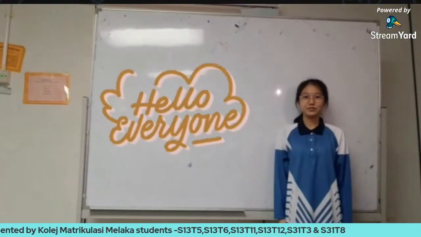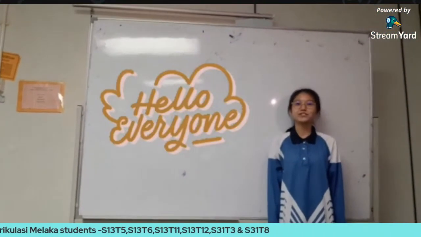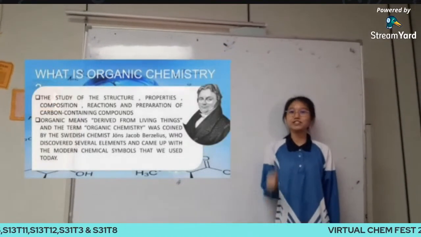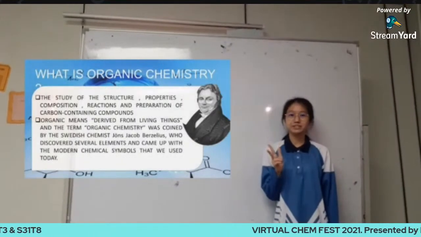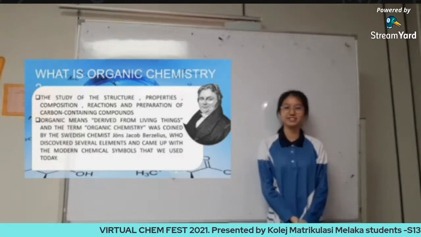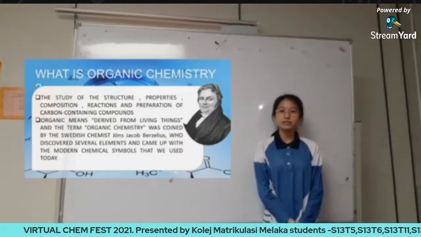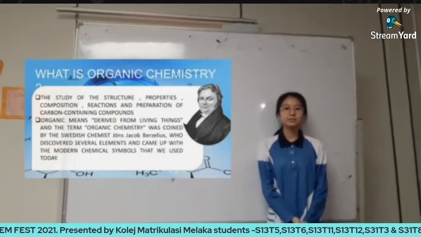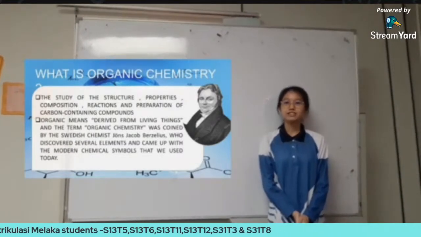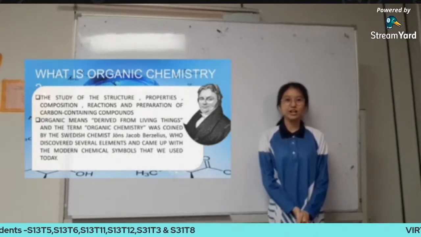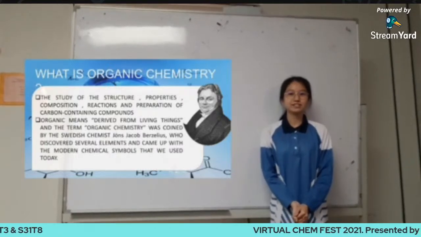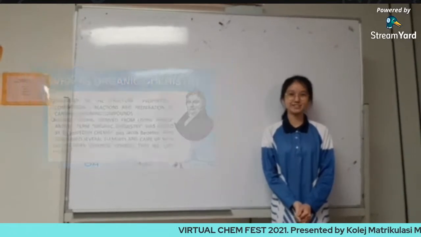Hi everyone. Let's start off with this question. What is organic chemistry? It is the study of the structure, properties, composition, reactions, and preparation of carbon-containing compounds. Organic means derived from living things, and the term organic chemistry was coined by the Swedish chemist Jens Jacob Berzelius, who discovered several elements and came up with the modern chemical symbols that we use today.